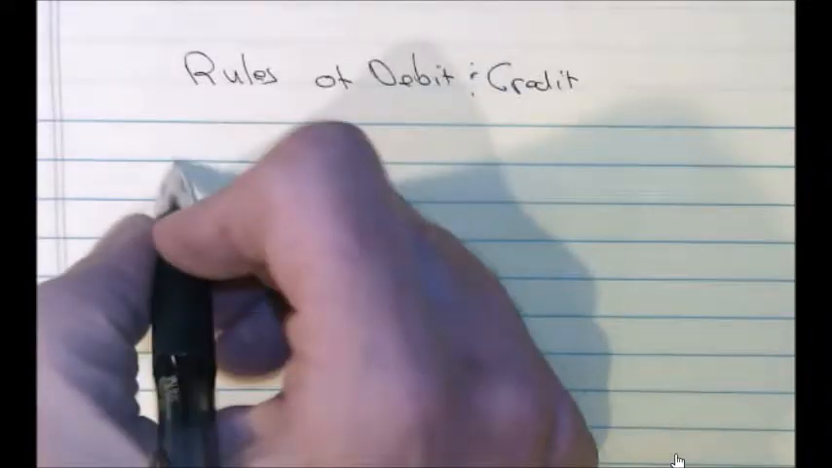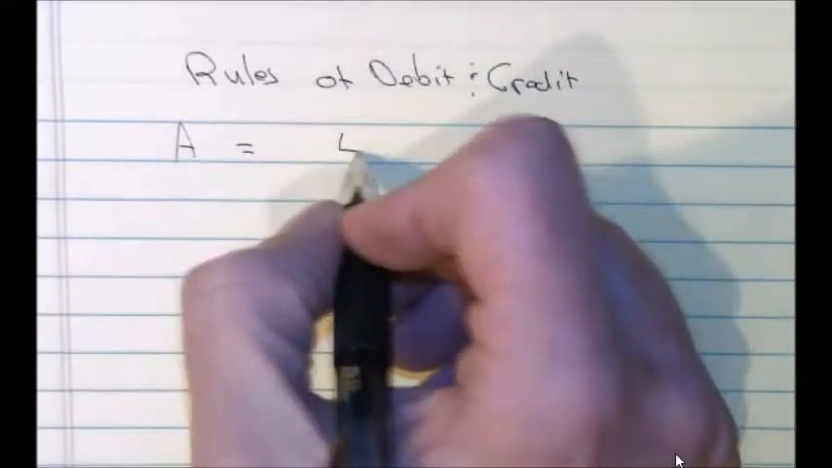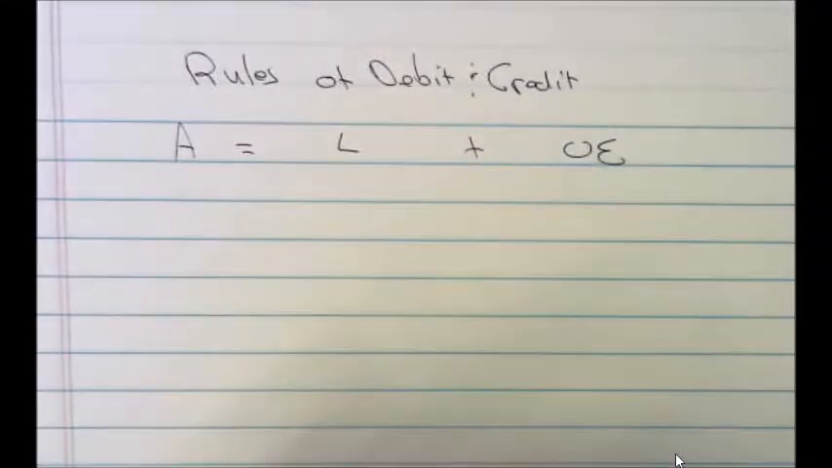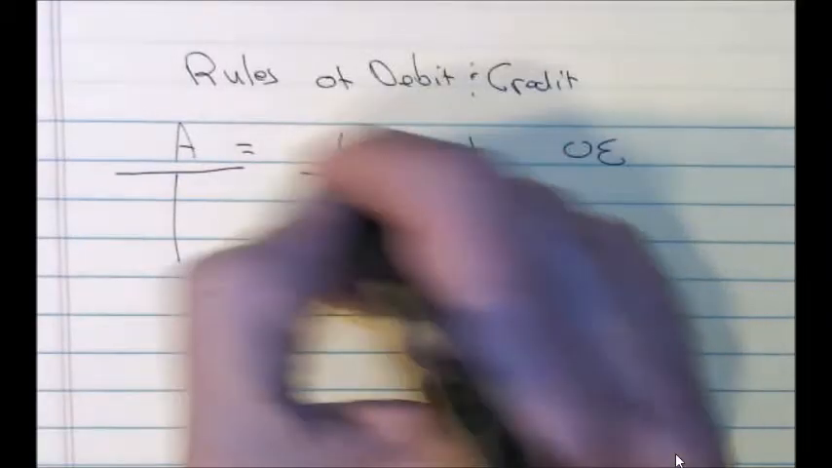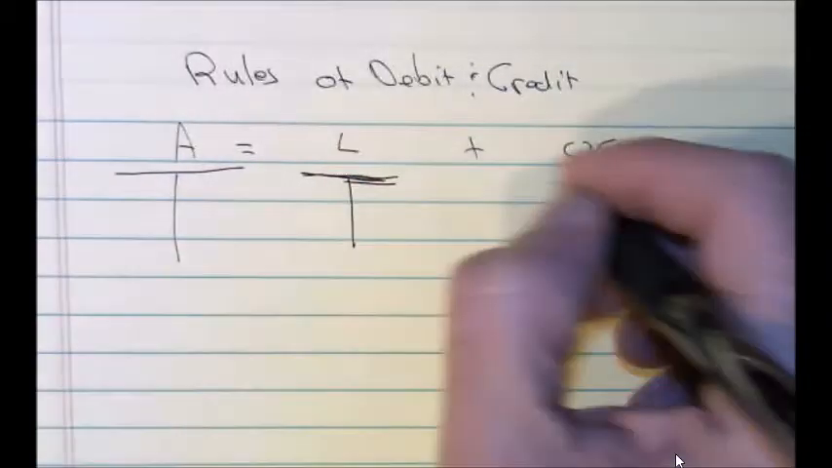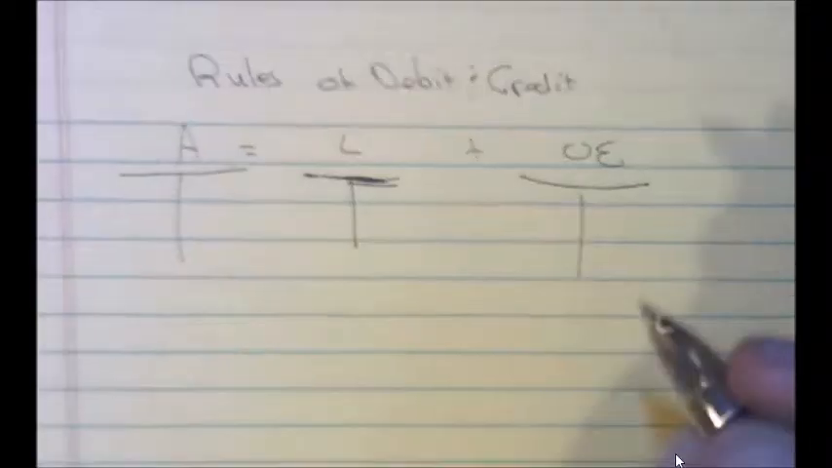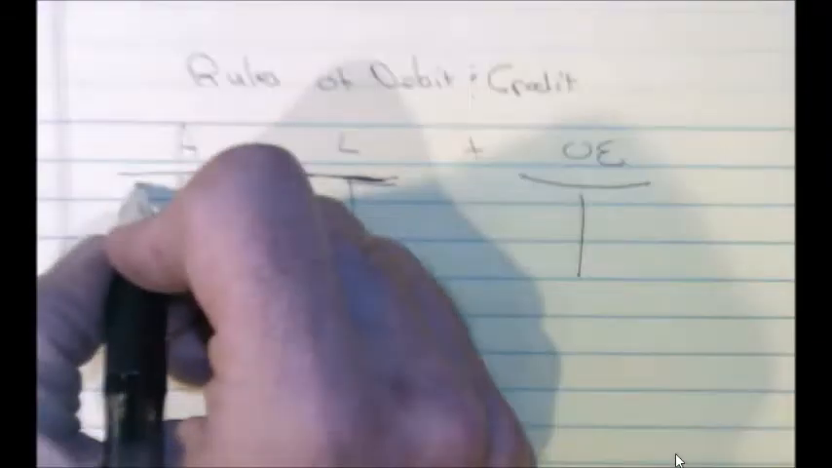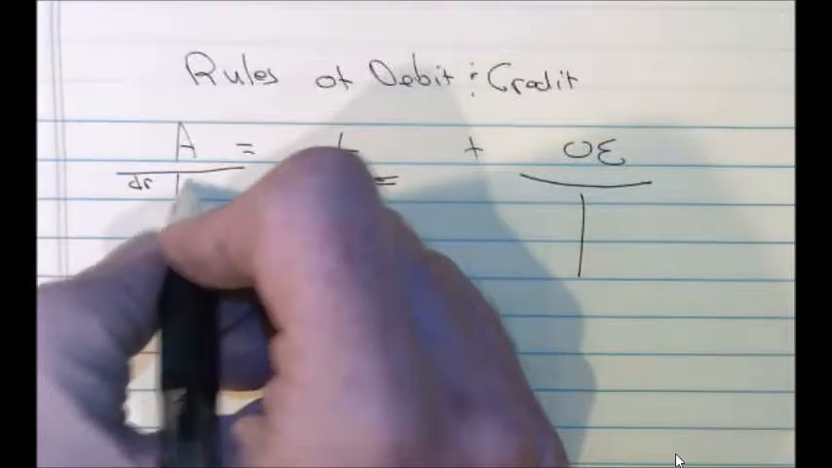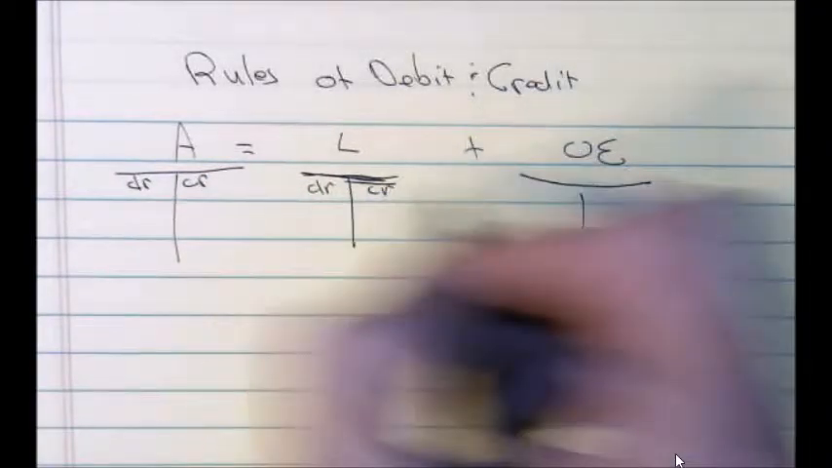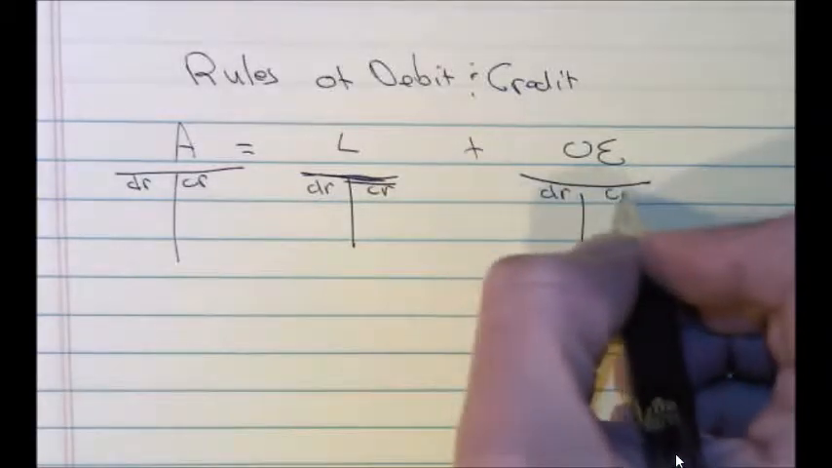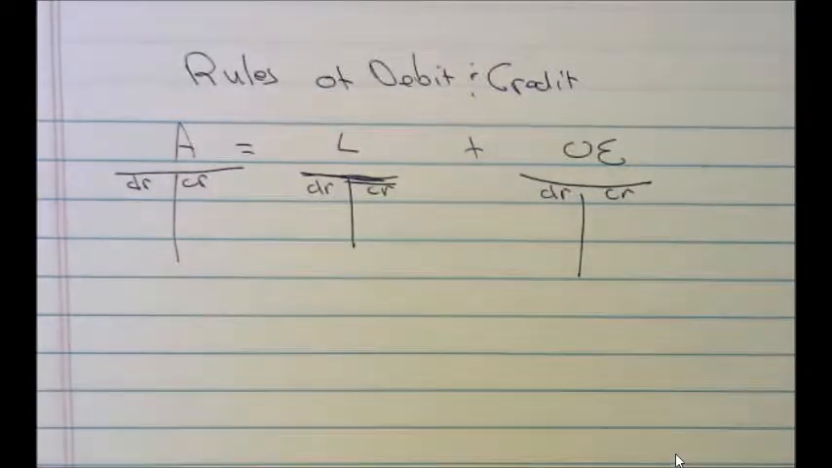So rules of debit and credit, like everything else in accounting, starts with our fundamental accounting equation, right? Now what I'm going to do is I'm going to T-account every one of these classifications, right? And remember from T-accounts that debits are on the left, credits are on the right. No matter where we are, debits on the left, credits on the right. It's good to get that stuck in your head.